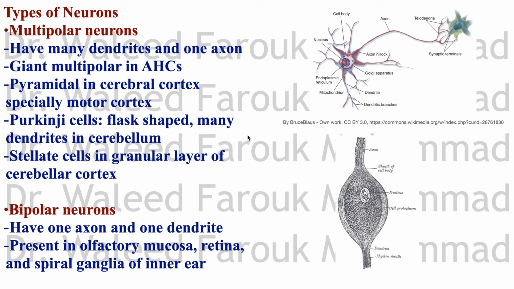Purkinje cells are present in the cerebellum. They resemble the pyramidal cells in the cortex, and they are flask-shaped, with many dendrites in the cerebellum. Also stellate cells in the granular layer of the cerebellar cortex, and we will study this when we study the cerebellum. So, multipolar neurons, examples are pyramidal cells, Purkinje cells, and stellate cells. Remember this.